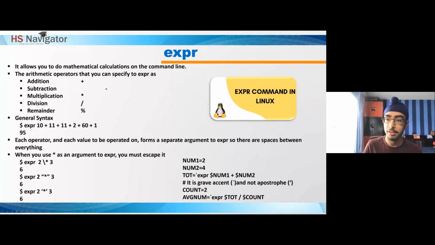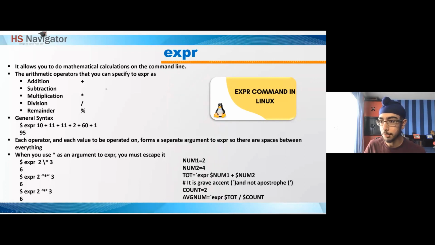And for certain arguments like the asterisk for multiplication, you have to escape it. So you have to do either \* or put star in quotes, double quotes or single quotes. You can't just do star. That will mess it up. You have to actually escape that character.